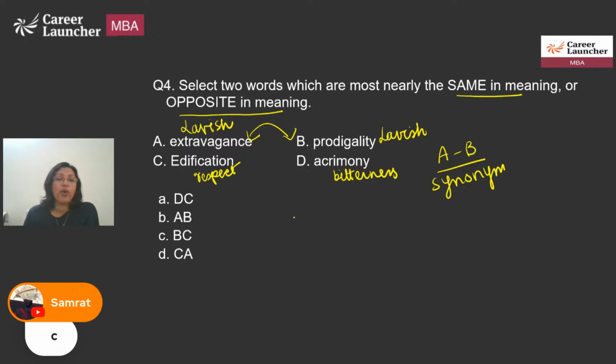And you know which wedding we just think of when we think of extravagance or prodigality. So the answer will be options A and B. So therefore option B will be the correct answer. AB. Right? I hope you got that, everyone.